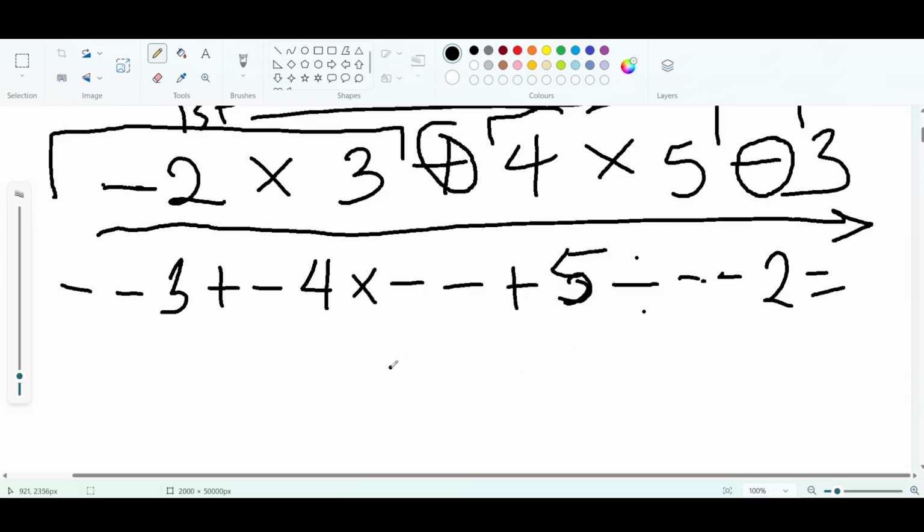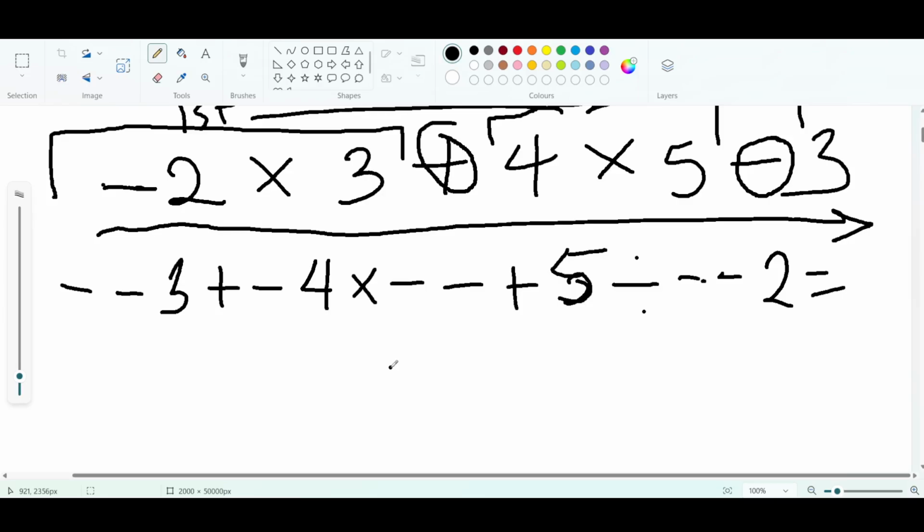Okay, so how many terms are there? 4? There are 4 terms? Oh, no. How many terms are there? We don't have 4 terms there. We only have 2 terms. Yeah, there are just 2 terms there.